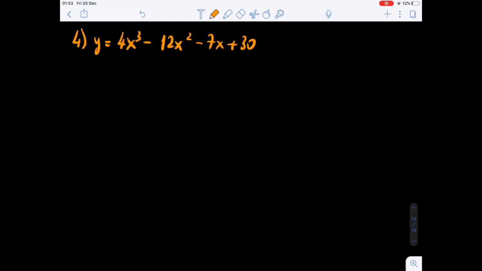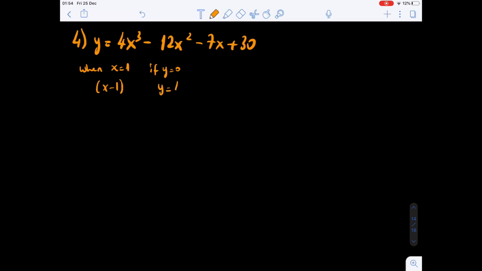I skipped example 3 because I forgot to write it. Let's continue with example 4. So the first step is to find the first factor, a factor of our polynomial. So let me try when x is 1, which means x minus 1 is a factor of our polynomial. Let's try if y is 0.